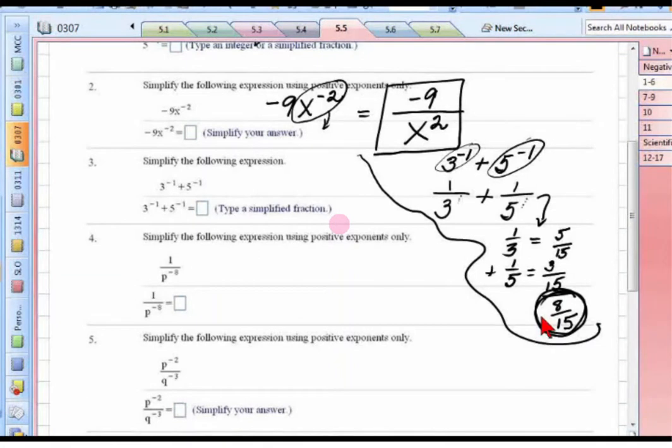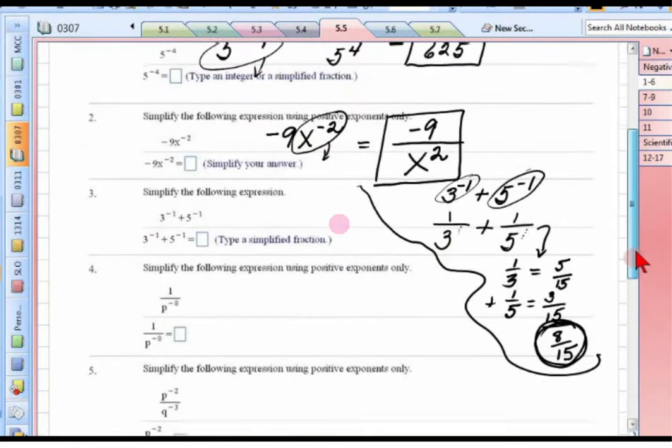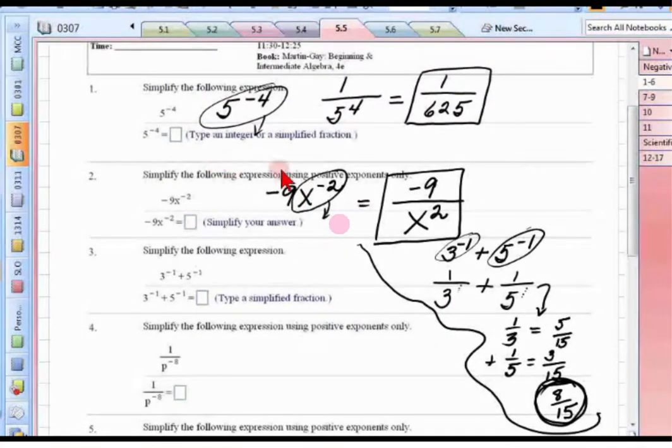Yes? Like on the other one, you said the negative, you move it and it goes on the bottom. Why wouldn't this go on the bottom? It actually did go on the bottom. This used to be 3 to the negative 1. Where did the 3 go? It went to the bottom of the fraction. But I thought the negative is the one that gets moved. Okay, look back up here. Look at this problem. What is it that moves? The base moves. The x goes to the bottom. The exponent changes its sign to positive.